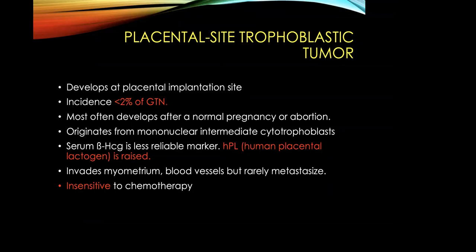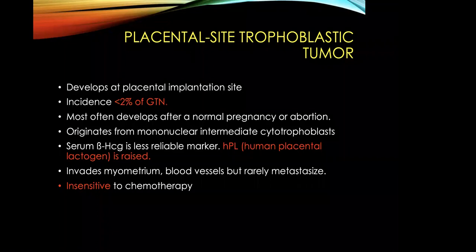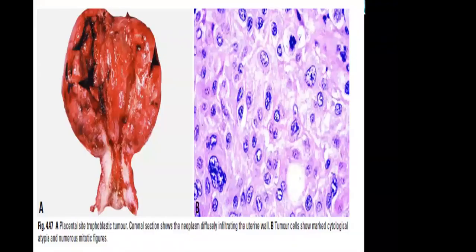Here, β-hCG is not reliable, but human placental lactogen is raised. It invades the myometrium, the blood vessels, but rarely it metastasizes, and it is insensitive to chemotherapy. Most often, it develops after a normal pregnancy or an abortion. And this is the histopathological gross picture and the microscopic picture in front of you.